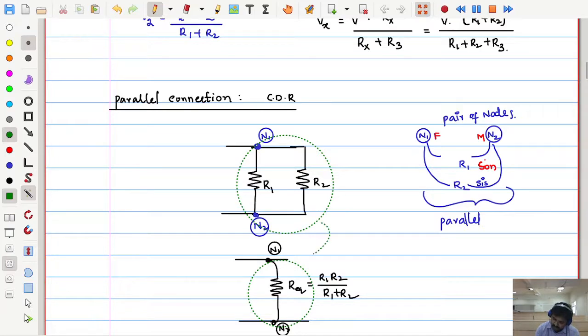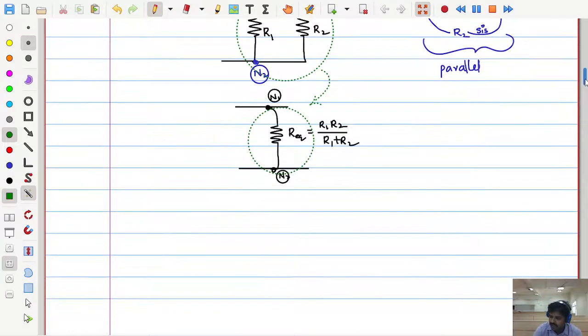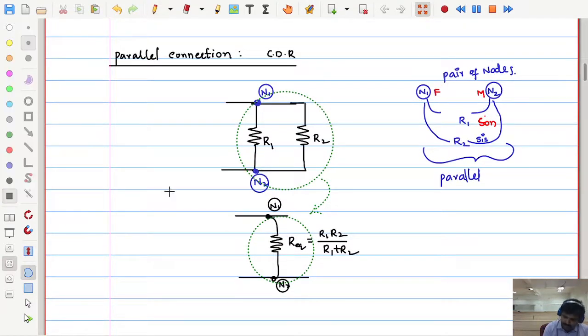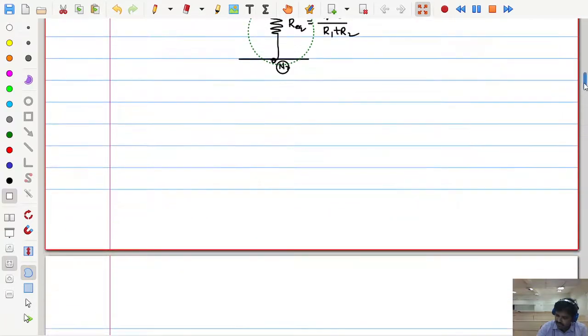You try to see how many elements are there actually in the circuit? Two. But what did we do? We reduced those two into one element, and that one element must be connected between N1 and N2. Okay? Right. So next, here we see one more interesting phenomenon, that is the current division principle. Let us see that.